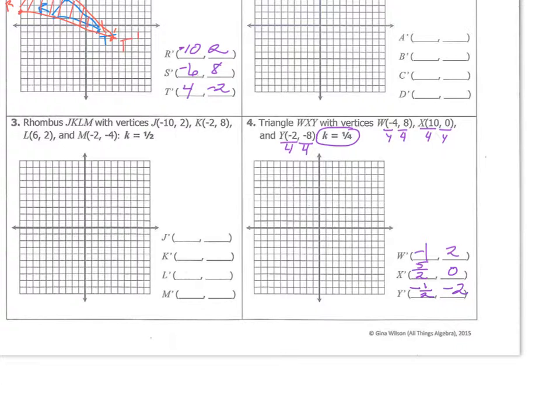So let's plot our pre-image. I'm going to plot mine in blue. So W, X, and Y. So please connect with a straight edge. Unlike me. So typically when we have a reduction, not always, they're going to make the pre-image a bigger figure, so it's easier for you to plot. When you go to plot your resulting image, plot W prime, X prime, Y prime.